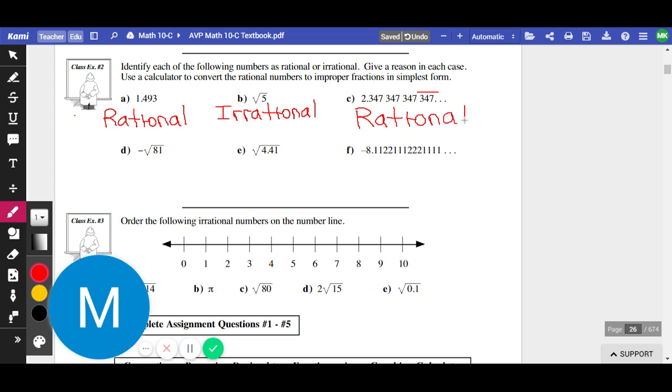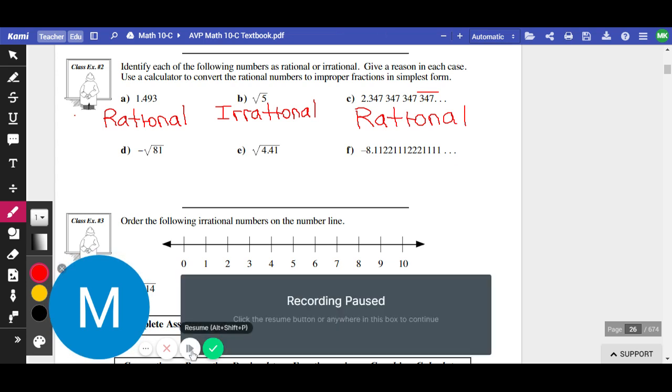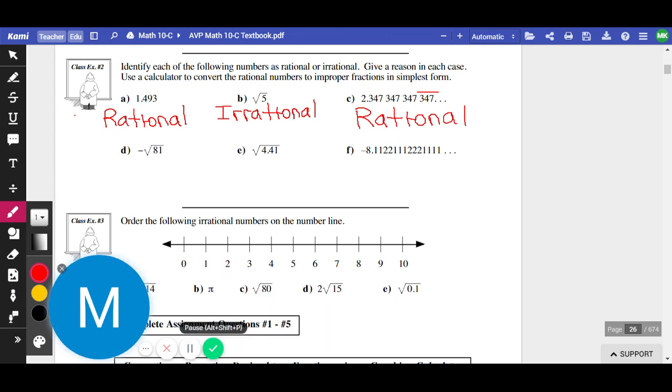I'll give you a second to try the 3 below, okay, and then I'll fill in the answer for you. But just give it a try. There we go. We're going to look at the first one. So D, it says negative square root of 81. If you put that in your calculator, you would end up getting negative 9.